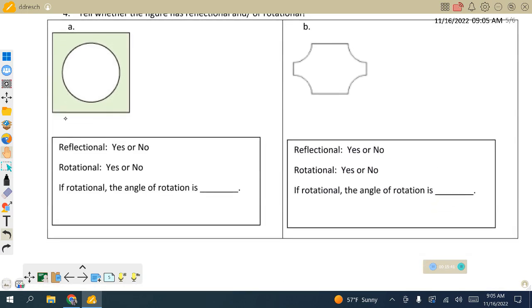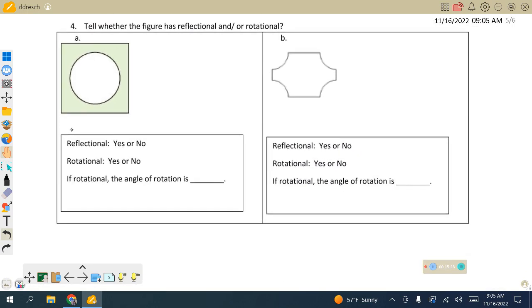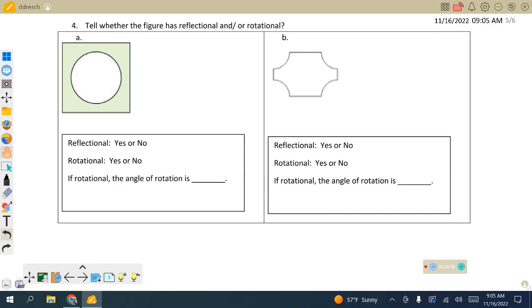Okay, we got some shapes going on here. Let's talk about these though. First thing is, does it have reflectional symmetry on that first one, letter A? We do have reflectional symmetry. Where is it happening at?